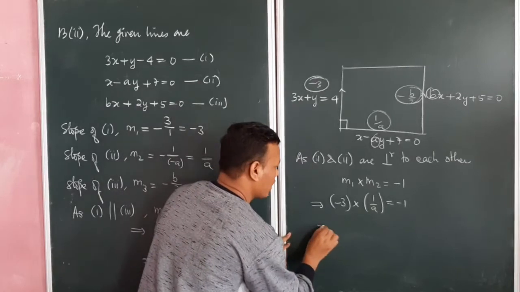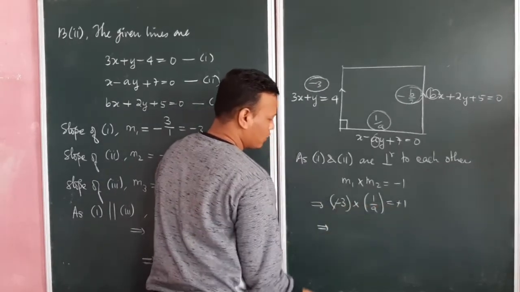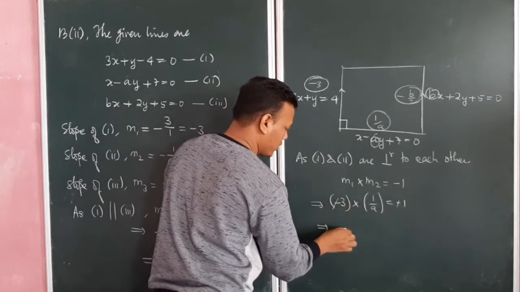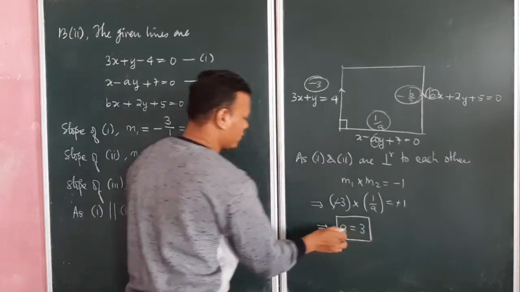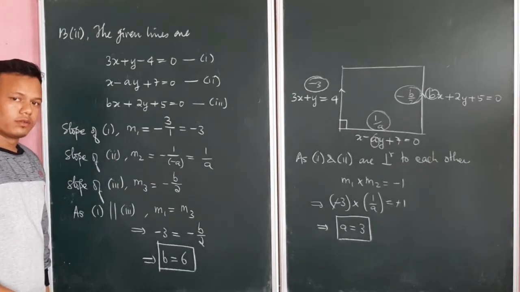Yes, so if you calculate the value of a from here, this minus and minus can be removed. So 3 by a equals 1. So from here a turns out to be 3. All right, so the value of a is 3 and the value of b is 6. So you may pause the video to note down.